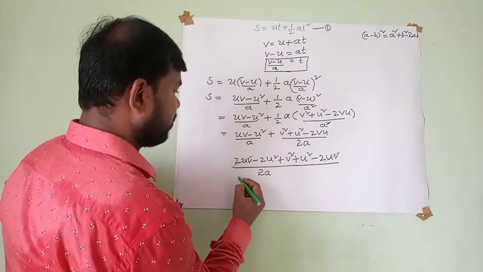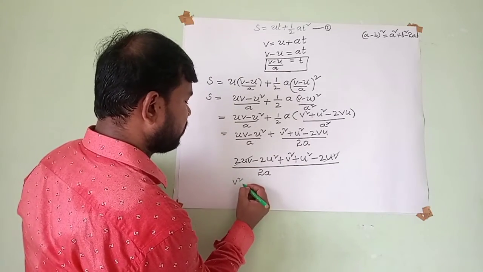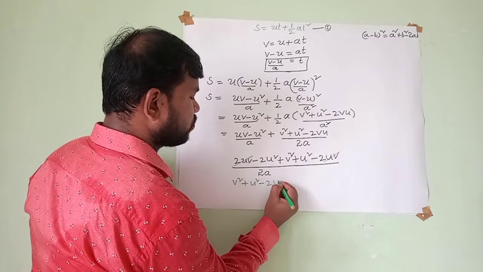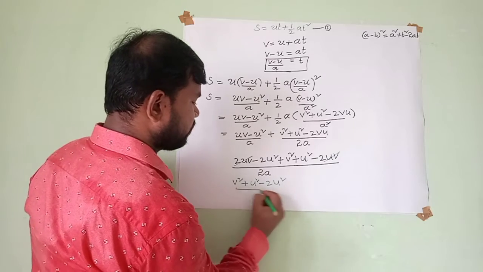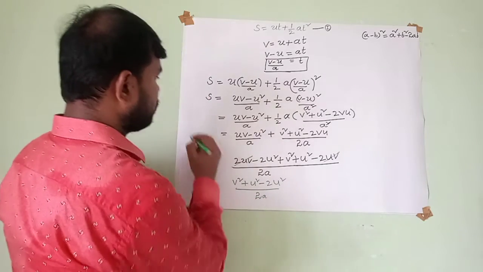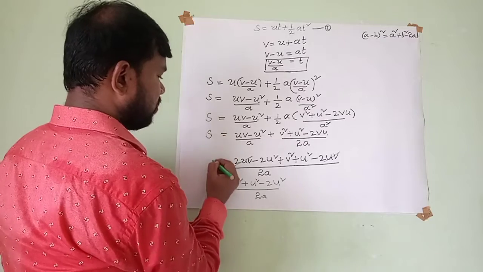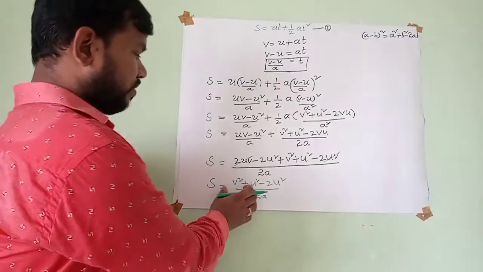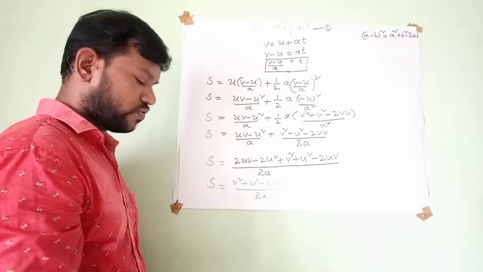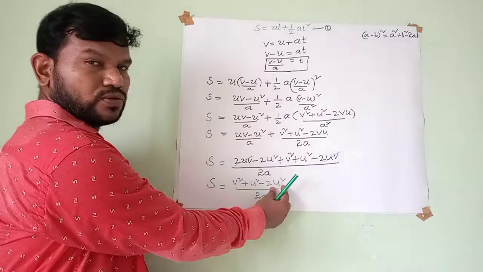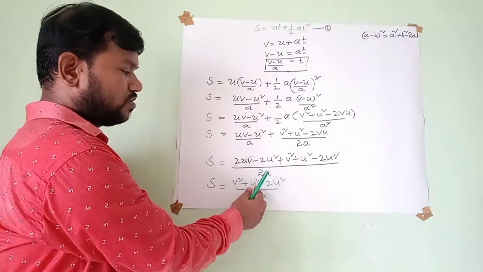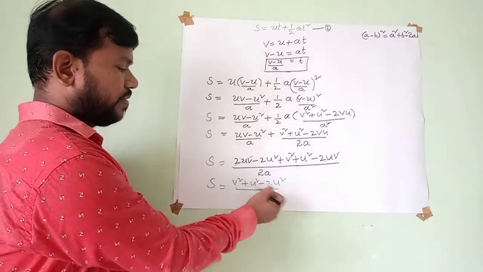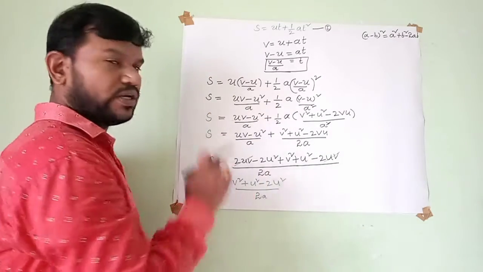So students, again I am writing one more step. v square plus u square minus 2u square by 2a. So this is s equal to. So s equal to, we got v square plus u square minus 2u square. Students, here minus 2u square and plus u square, so 1 u square we can easily cancel. So what you will get? 1 u square cancel means v square minus u square by 2a we will get.